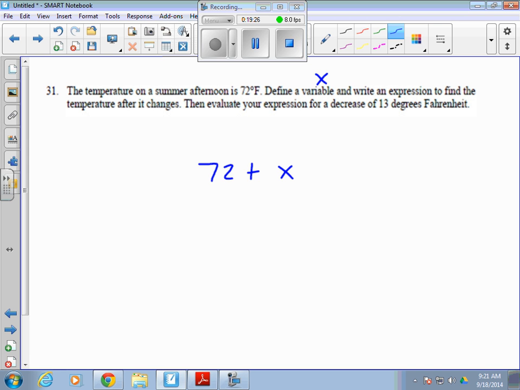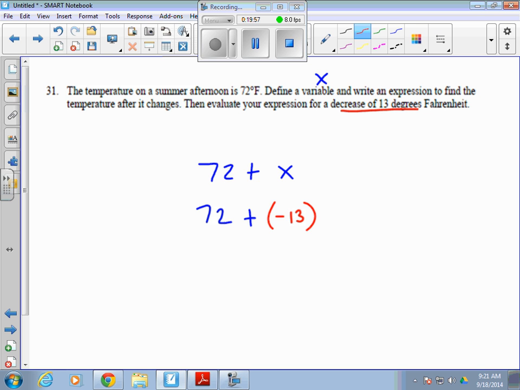Okay? What that's telling us right there is 72 degrees and then the temperature's going up. But we know that we can add a negative number and make the temperature go down. So it says, then evaluate your expression, so the one we already have written, 72 plus x, for a decrease of 13 degrees Fahrenheit. 72 plus our decrease of 13 degrees means it's going down. So plus negative 13. That's the same thing as subtracting 13.